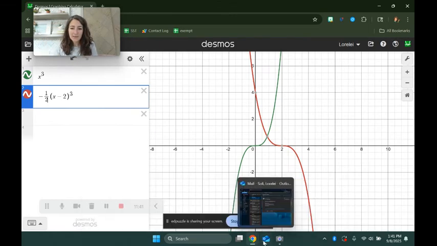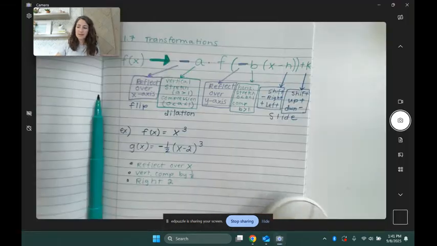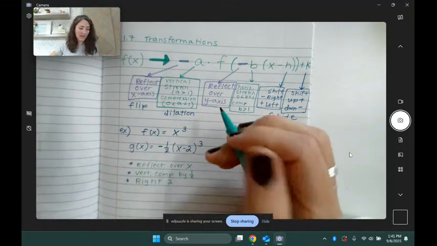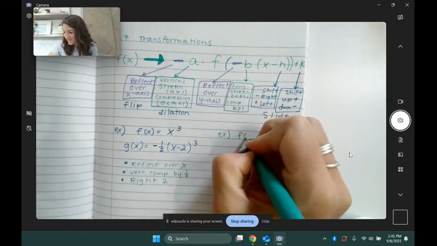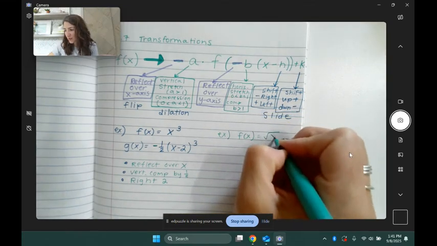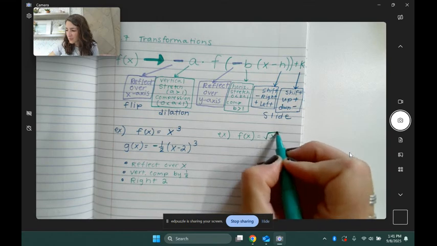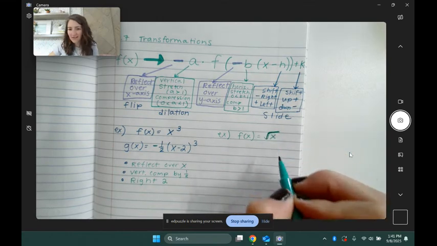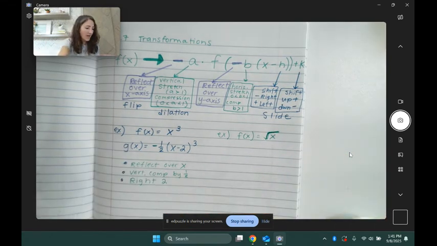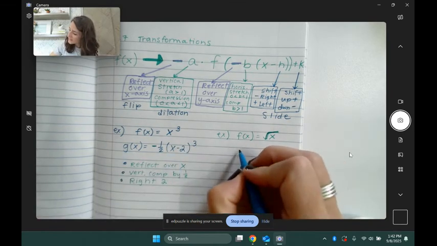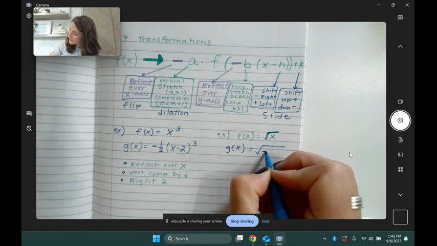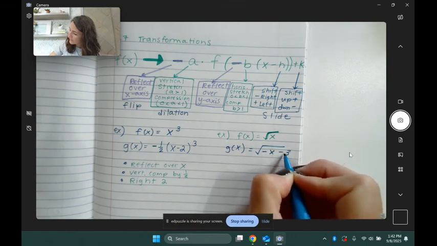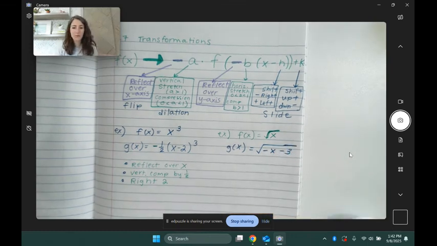All right, next one. Let's say I have a square root function. This is my favorite function. f of x is the square root of x. The square root function kind of looks like it's on its side. It kind of has that shape. And let's say my g of x is the square root of negative x minus 3, all under the root there.